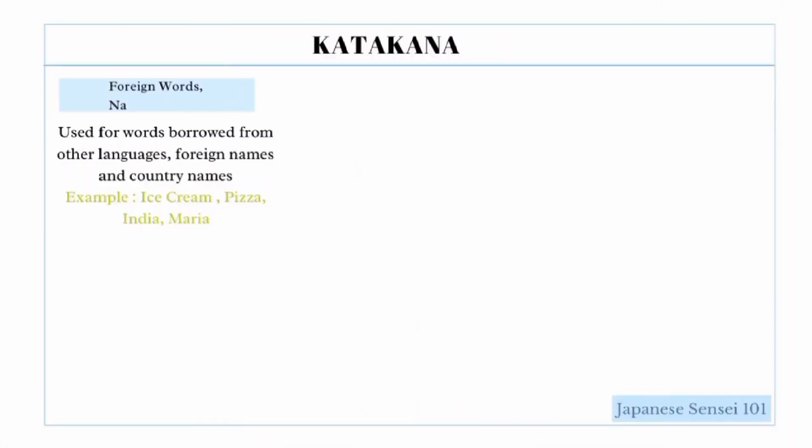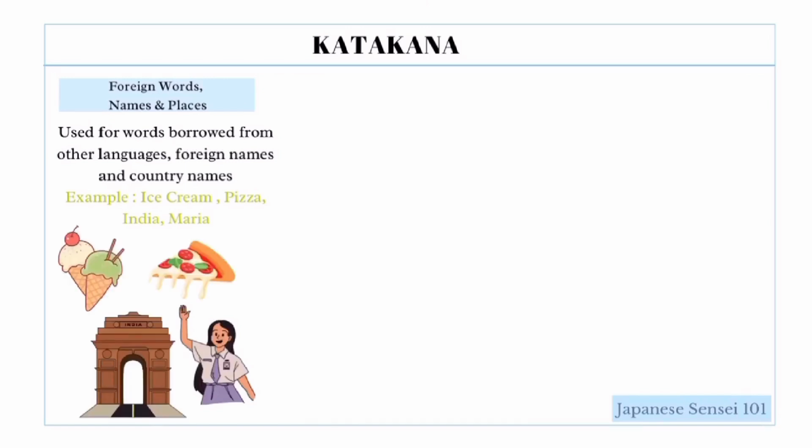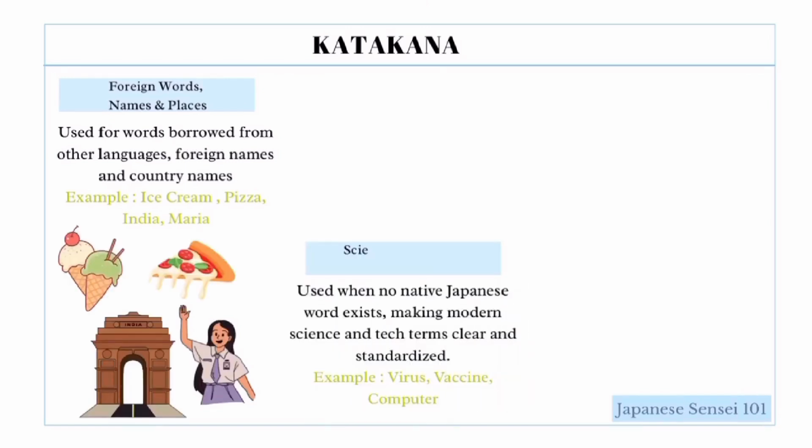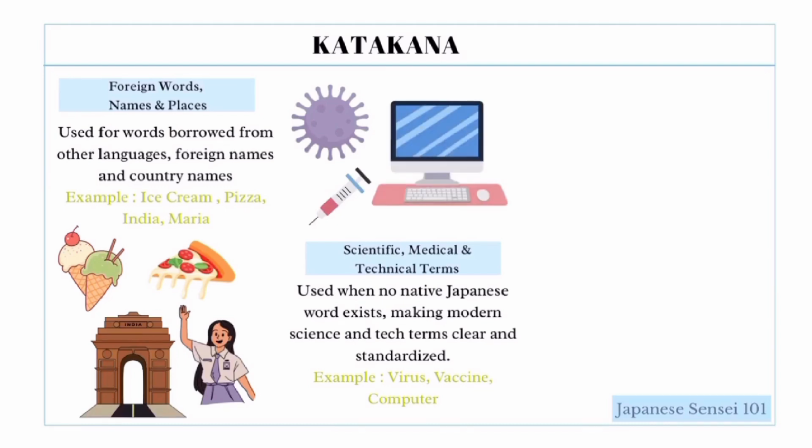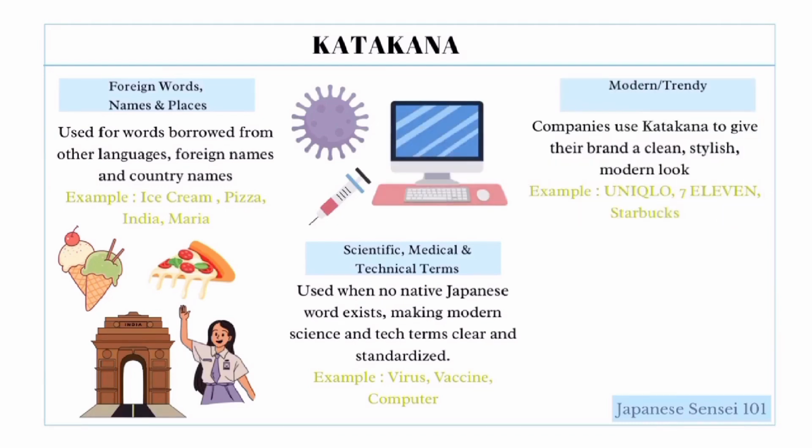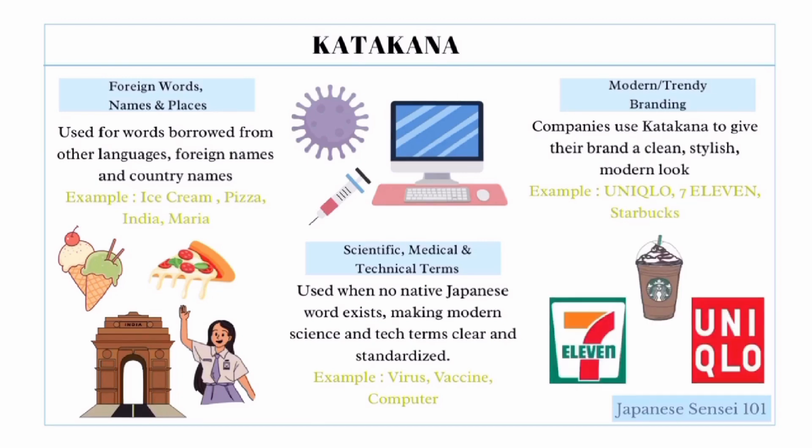Katakana characters are used to write foreign-derived words such as people's names, places, and food. Katakana is also used for scientific, medical, and technical terms that don't have native Japanese words. It makes modern terminology easy to understand and consistent. Companies use katakana in their brand names to give a clean, modern, and stylish feel. It makes the name stand out and look instantly recognizable.